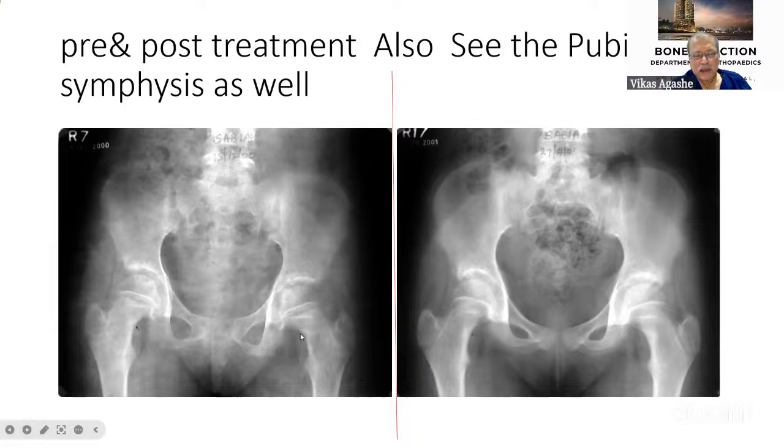Samjha? Then here you can see a small lytic zone, which is likely to be an insufficiency fracture again. And see the bony architecture.